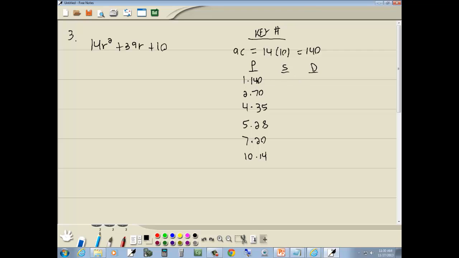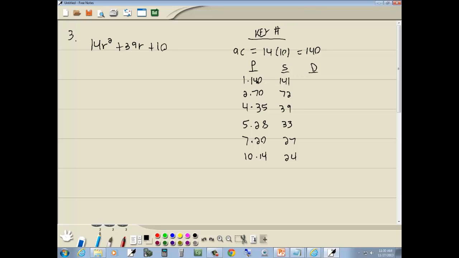Okay, now we're going to add these. 1 plus 140 is 141. 2 plus 70 is 72. 4 plus 35 is 39. 5 plus 28 is 33. 7 plus 20 is 27. 10 plus 14 is 24.